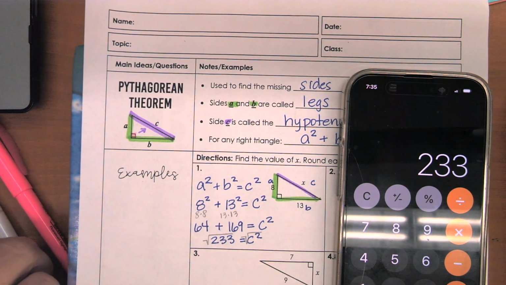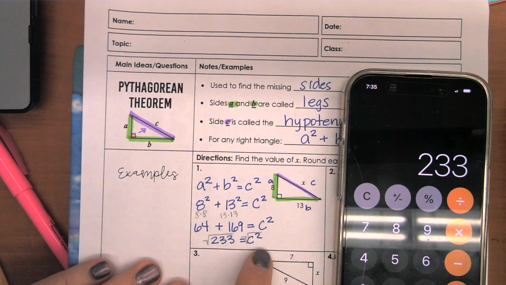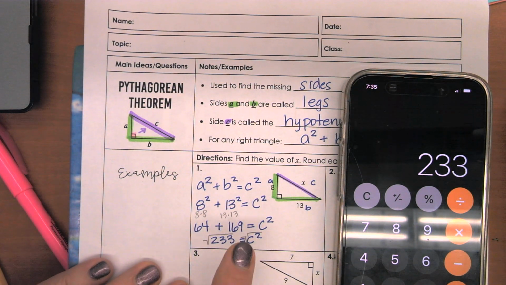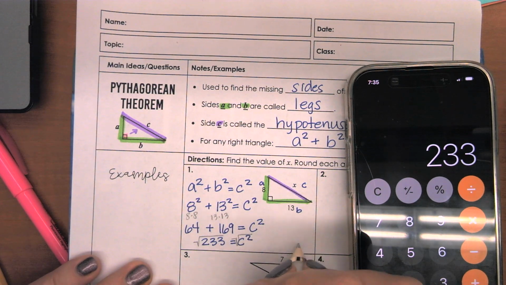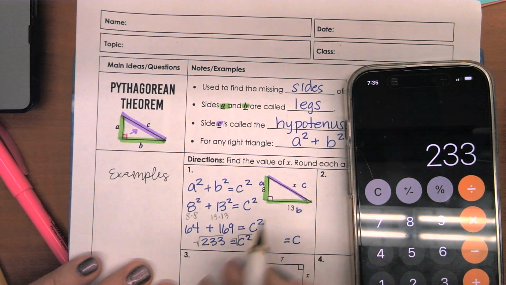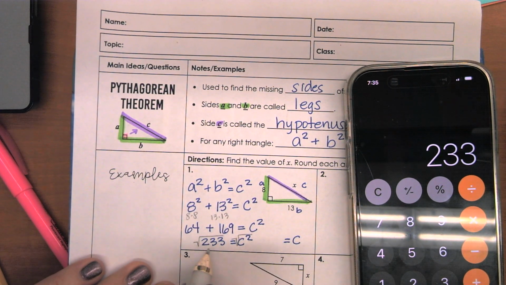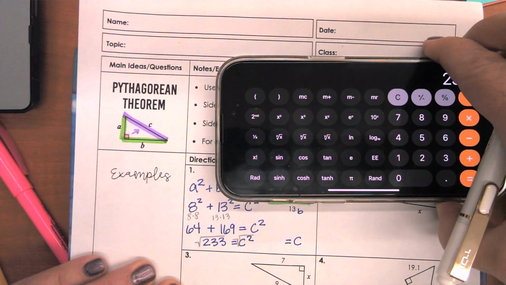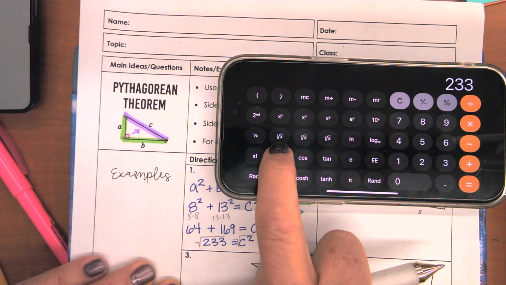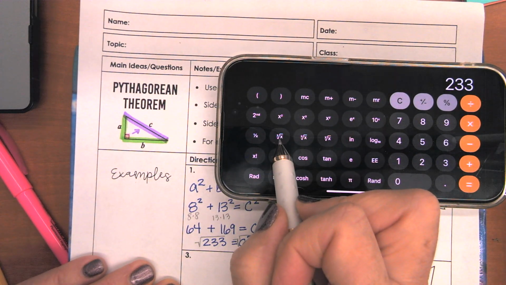And when I square root, and again, if I'm going too fast here, I can meet with you in group and talk with you more about this actual step. So the square root of c squared is c. So I'm going to write it over here. And then the square root of 233. Well, I'm going to need to turn my calculator the other way around. And notice that I have that square root right here.